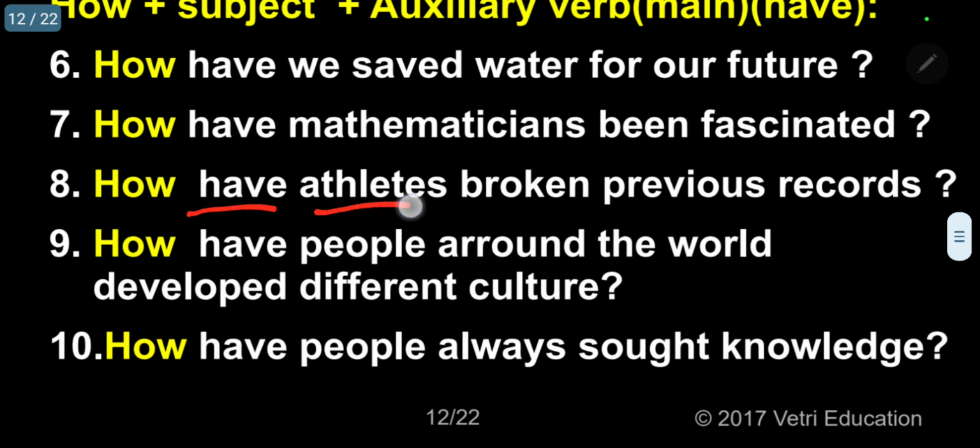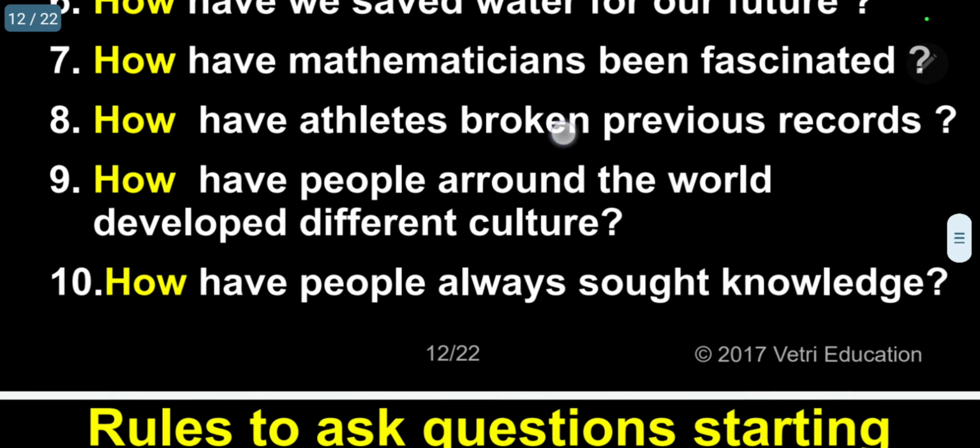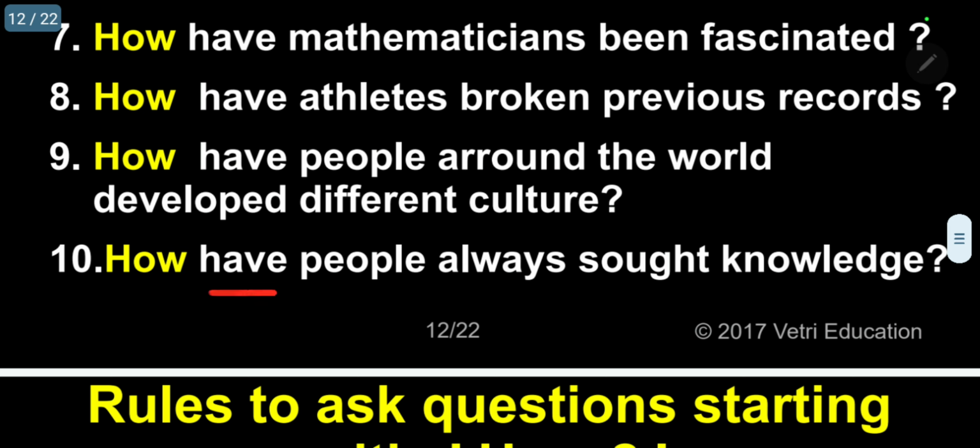How have athletes broken previous records? Broken is the main verb, and have is the auxiliary. How have people around the world developed different cultures? Developed is the main verb, have is the auxiliary verb. And lastly, how have people always sought knowledge? Sought is the main verb, have is the auxiliary verb.